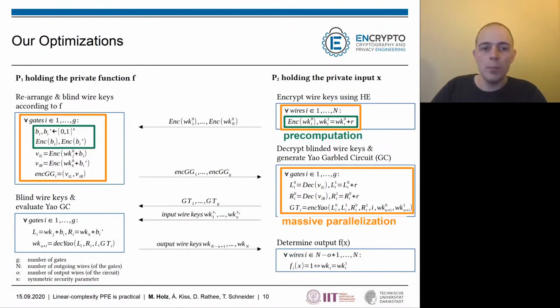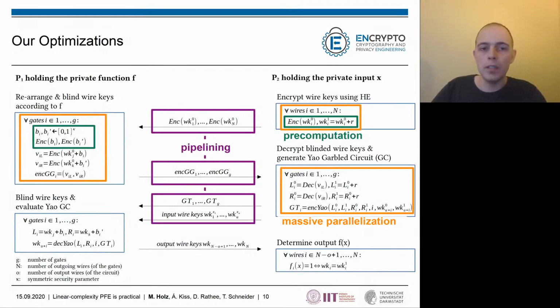And also, we applied some massive parallelization in the homomorphic encryption part of the protocol, since all these homomorphic encryptions can be parallelized, and thereby we achieve a large speed up when it comes to runtime. Also, we applied some pipelining techniques to the steps of the protocol, and thereby achieve again a major improvement in terms of runtime.